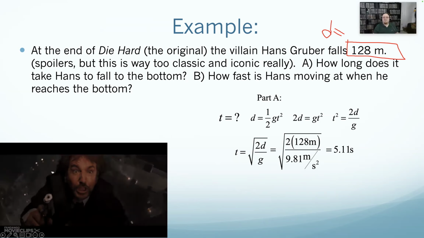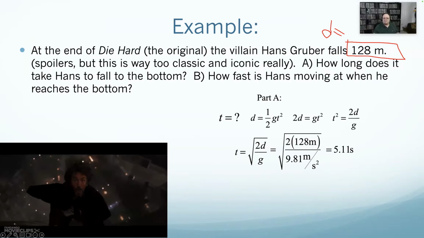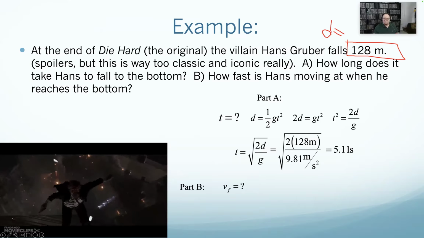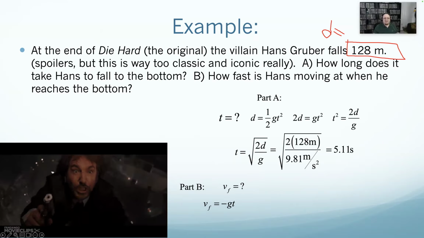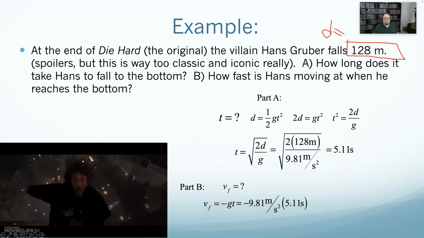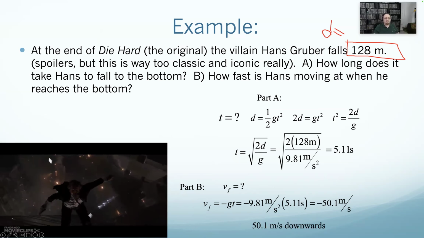Now, part B. How fast is he moving when he reaches the bottom? You want to know velocity at the bottom? V equals negative gt. And so it'd just be negative 9.81 times the time. And that will be the velocity.